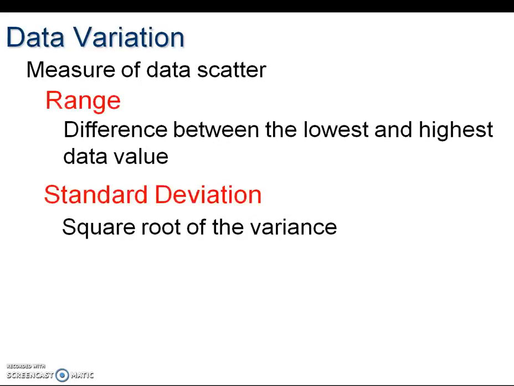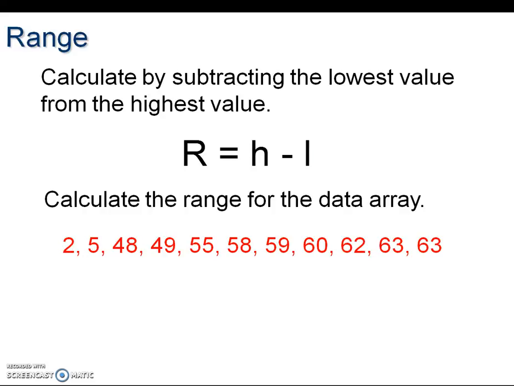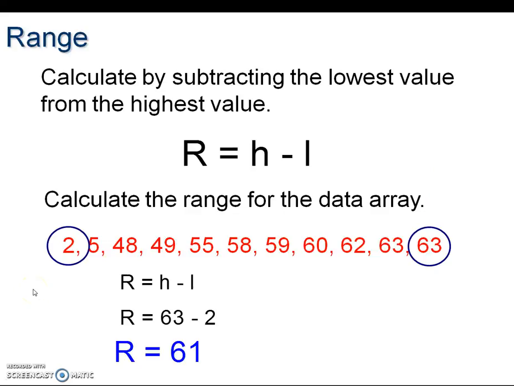So now, range. Range is from the lowest to the highest data. Standard deviation is the square root of its variance. So for range, you take the highest minus the lowest. So you look at the highest, which is 63. The lowest is 2, so the range is 61.